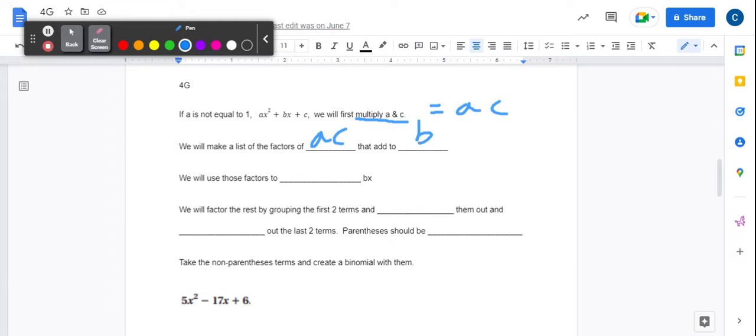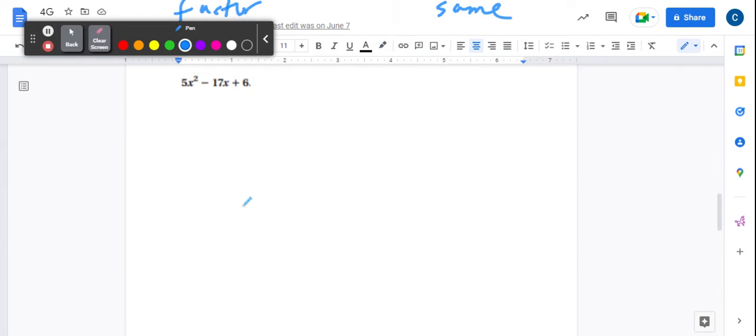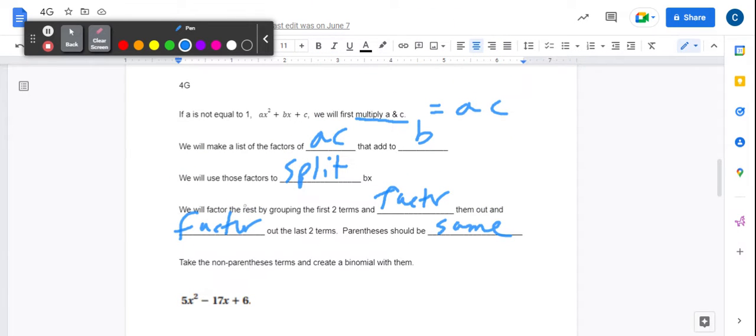Then we're going to use those factors to split our bx, and we'll factor the rest by grouping: factor out the first two terms, and then factor out the last two terms. And the parentheses should be the same. Those are the specific instructions. Let me apply these instructions on this example problem down here. Again, there's a note. Pause the video if you need to.